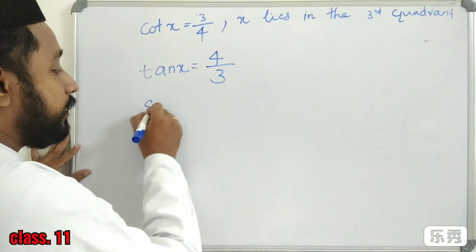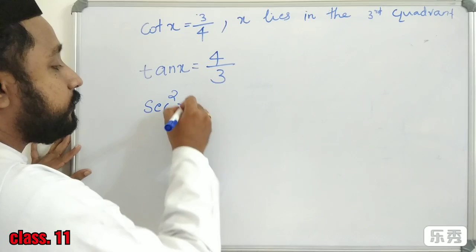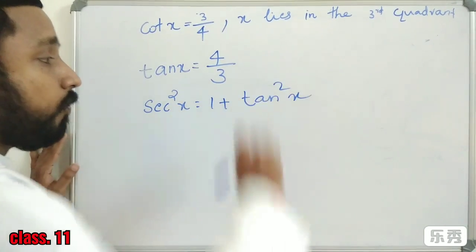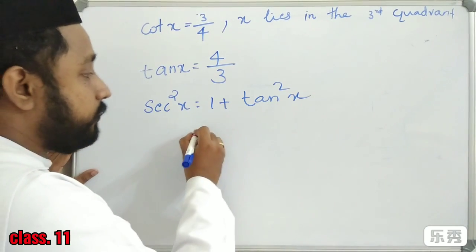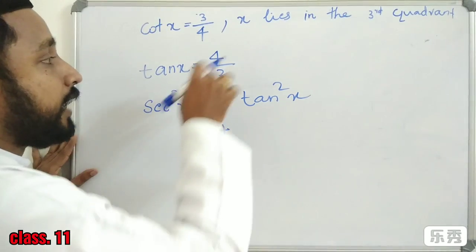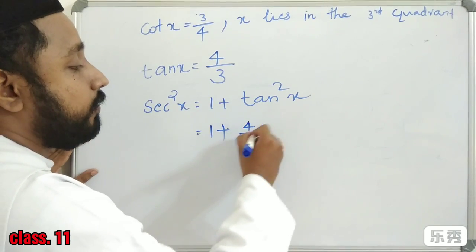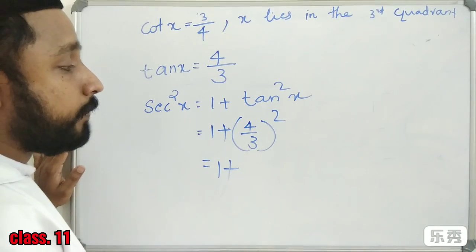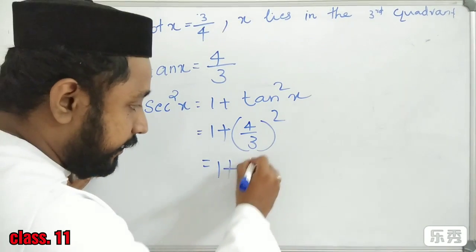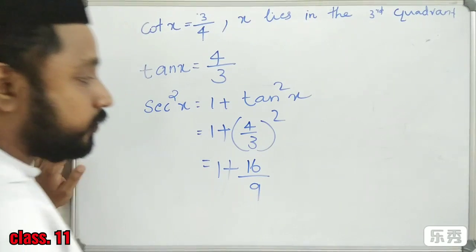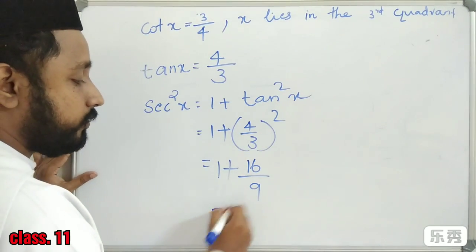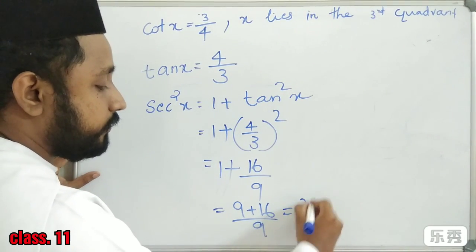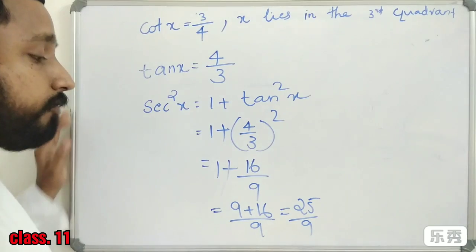We have the formula sec square x is equal to 1 plus tan square x. Tan x is 4 by 3, so tan square x means 4 by 3 all square. Sec square x is equal to 1 plus 4 by 3 all square, which means 4 square is 16 by 9. So it is 9 plus 16 by 9, which is equal to 25 by 9.